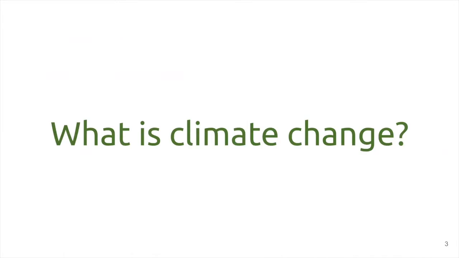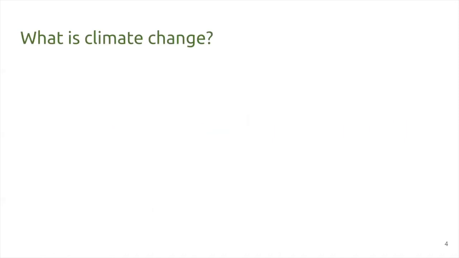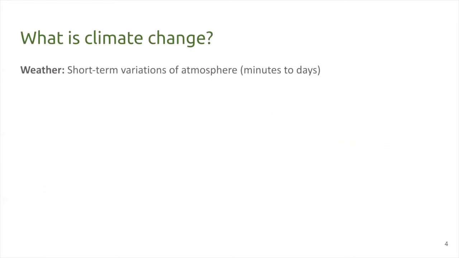So to start with, what exactly is climate change and how is it caused? To understand climate change, it's important to understand the distinction between climate and weather. To quote Edward Lorenz, climate is what you expect and weather is what you get. To put that in a different way, weather refers to the short-term variations of the atmosphere on a span of minutes to days. So statements like, it's raining today, or it's going to be sunny tomorrow, are statements about the weather.